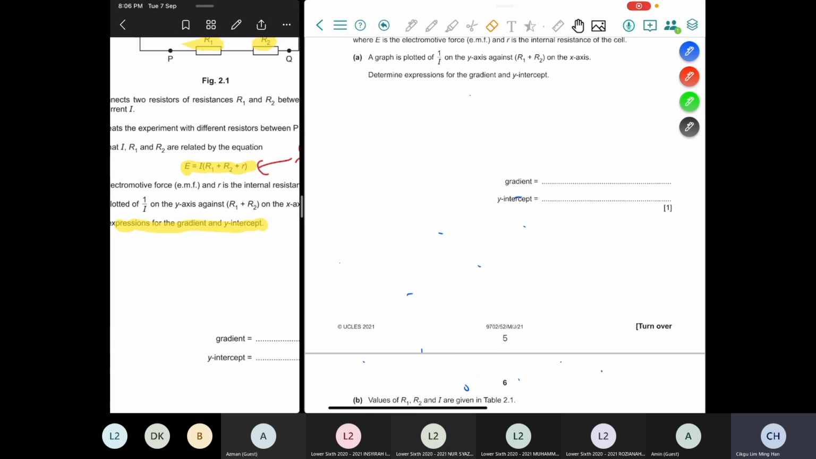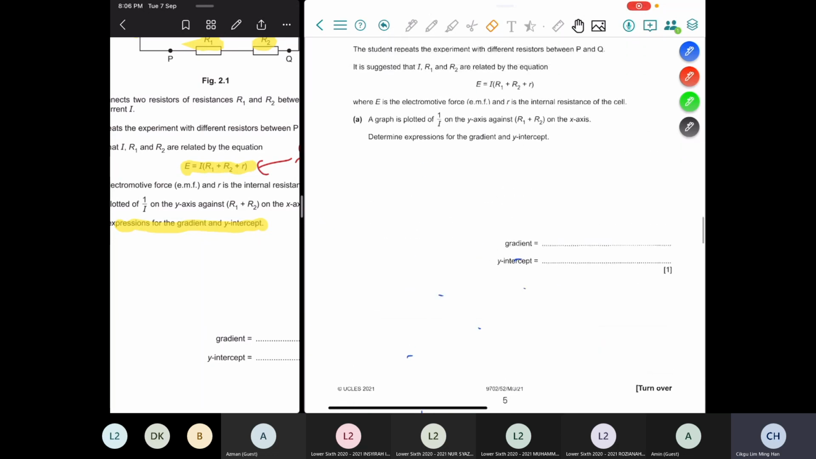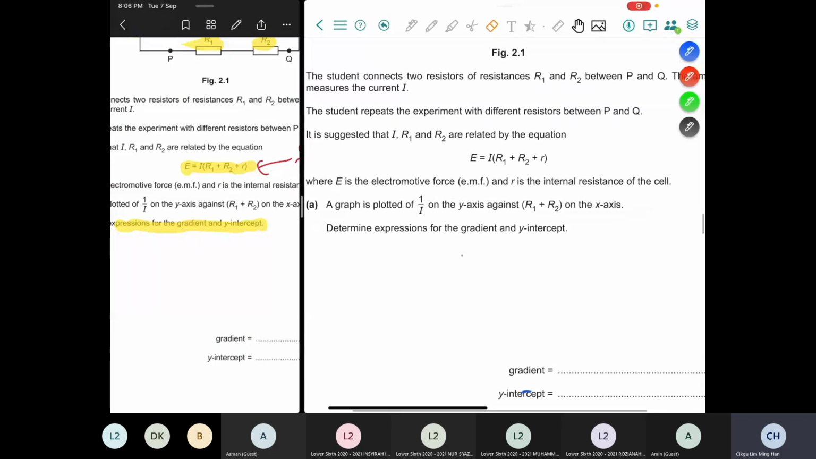All right. Thank you for your patience. So we can just do again here. For question number 2, you need to plot 1 over I against R1 plus R2. So this is the first task. Always remember this one is the x-axis. This one will be the y-axis. So you need to make 1 over I the subject.